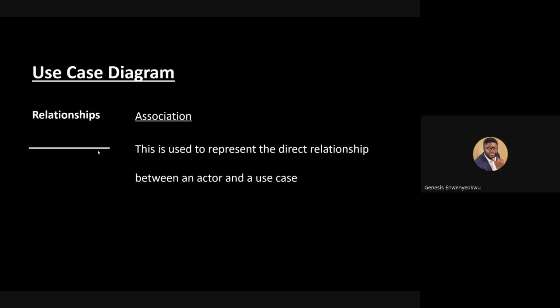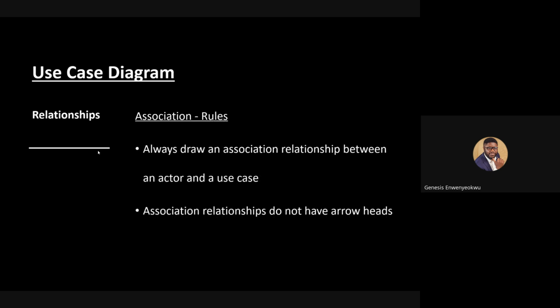What are some of the rules that we need to put in mind when drawing association relationships? Number 1 is that your association relationship must only be drawn between actor and use case. It shows the relationship between an actor and a use case. Remember, I've explained what an actor is.